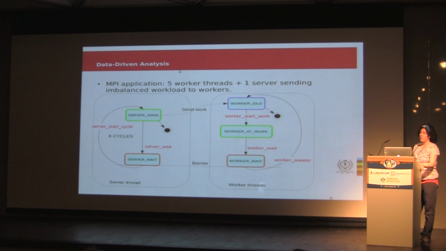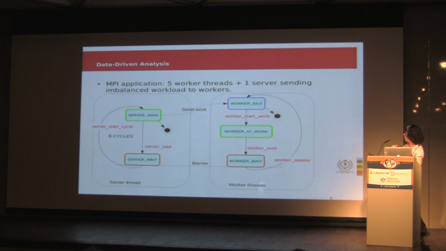I put UST trace points to mark where each state transition happens. So if we look at the worker start work trace point, it will pass from the worker idle to the worker at work state. Worker wait will tell us that we go to the worker wait state, and worker wait means we go back to idle and wait for the next workload. So how can I model that?